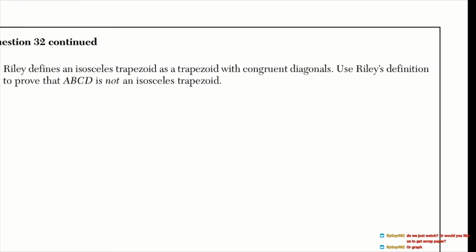It says Riley defines an isosceles trapezoid as a trapezoid with congruent diagonals. Use this definition to prove that it is not an isosceles trapezoid. Because the definition that Riley is providing is congruent diagonals, this does require us to use the distance formula. We don't have a choice here because the basis of the question is saying this is what makes a trapezoid isosceles. There are other things that make a trapezoid isosceles. It could be the legs that are congruent, but because they're using this definition, we need to use distance only for those diagonals. And we're going to prove that it is not an isosceles trapezoid.